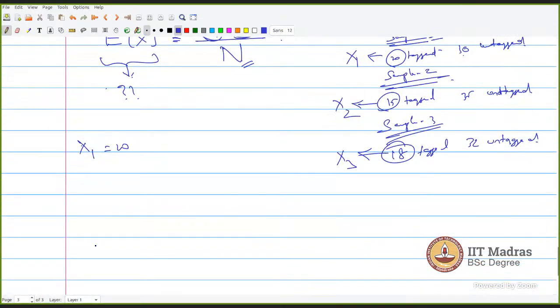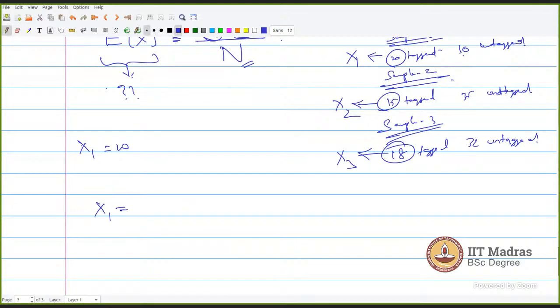20. 20 itself. See, x1, x2, x3 and so on up to xn: this x1 denotes the number of tagged animals for the first sample. X2 denotes the number of tagged animals for the second sample. Likewise, xn denotes, if I keep on taking samples again and again, I will get different values and I am noting them down like this. But in this case I have taken only one sample. There is no x2, x3, x4 and so on. I have only x1 with me.